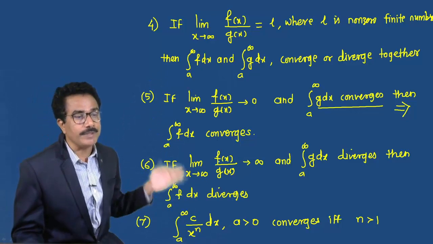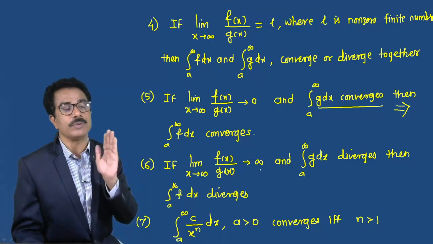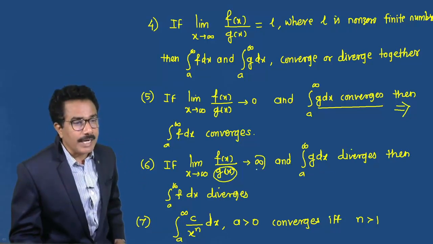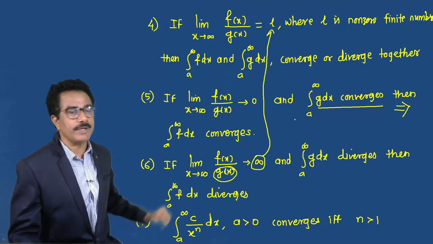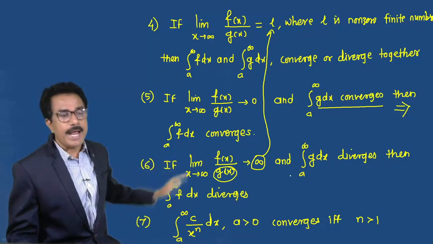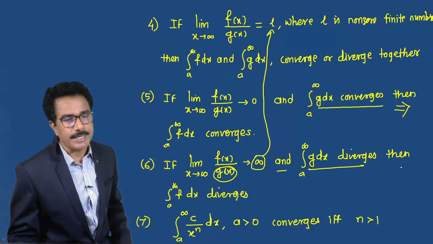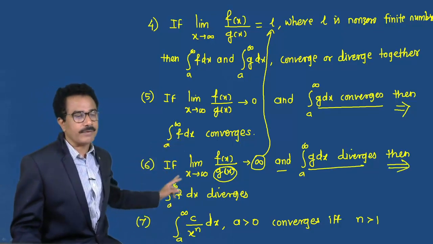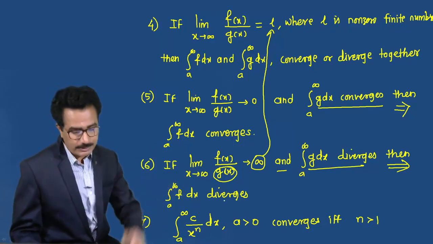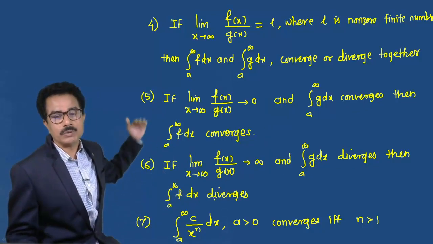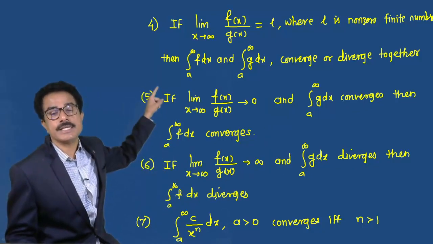If limit x tends to infinity, f of x divided by g of x tends to infinity, that is, if the value of L is infinity, and if g of x, the denominator, diverges, then the numerator also diverges. That means this implies that integral from a to infinity f dx also diverges. See, note number 5 and note number 6 are special cases of note number 4, that is the comparison test second.